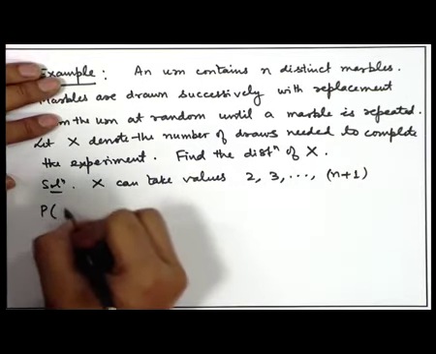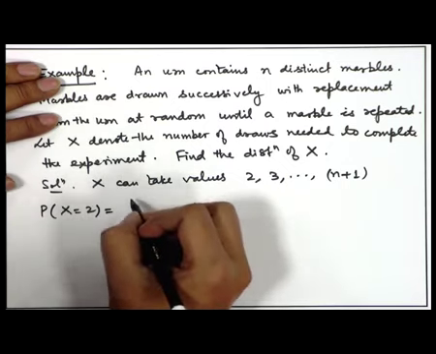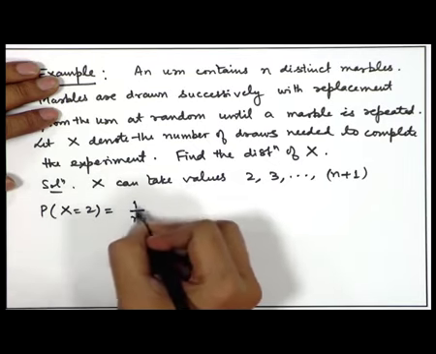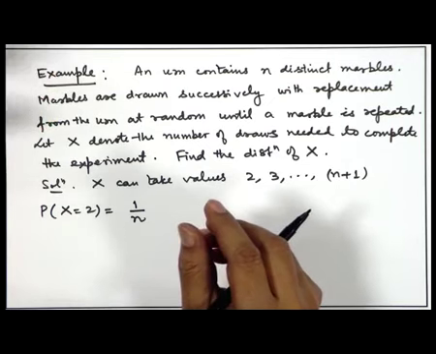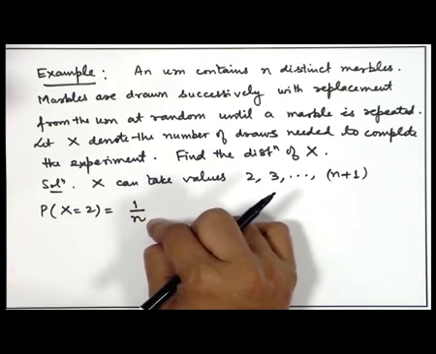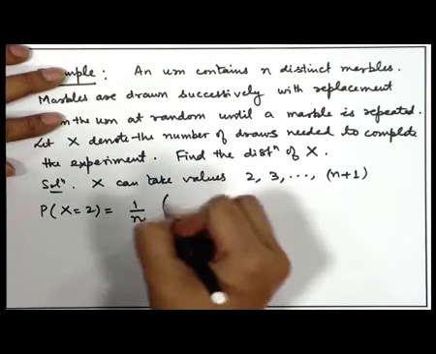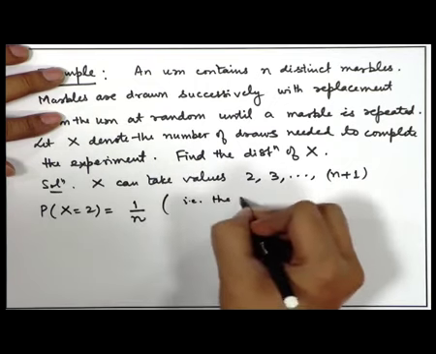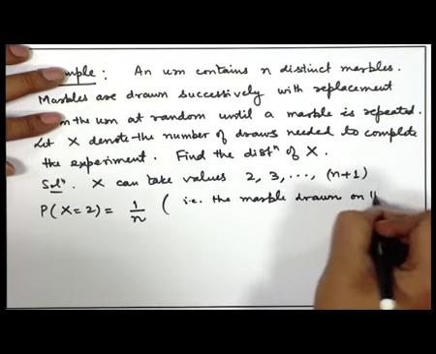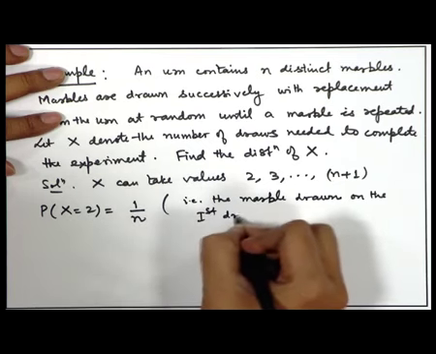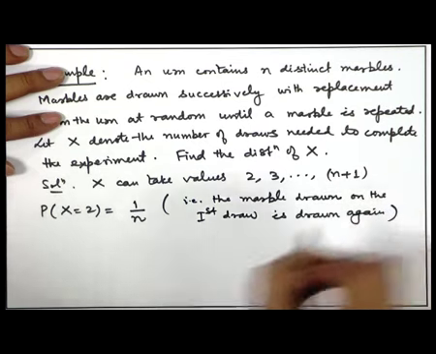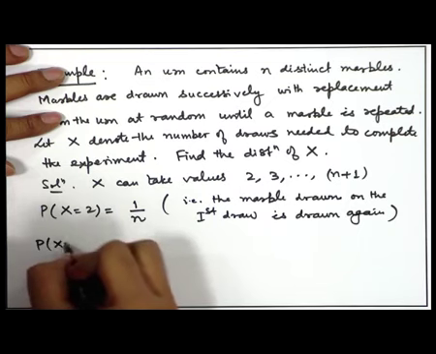So, what is the probability that X is equal to 2? That means on the second draw, whatever marble was drawn on the first draw is drawn again. If we draw one and that tag is noted, then it is one of those n. So, in the second one if we are drawing that, the probability of that will be 1 by n. So we can write it, that is the marble drawn on the first draw is drawn again. What is the probability X equal to 3?